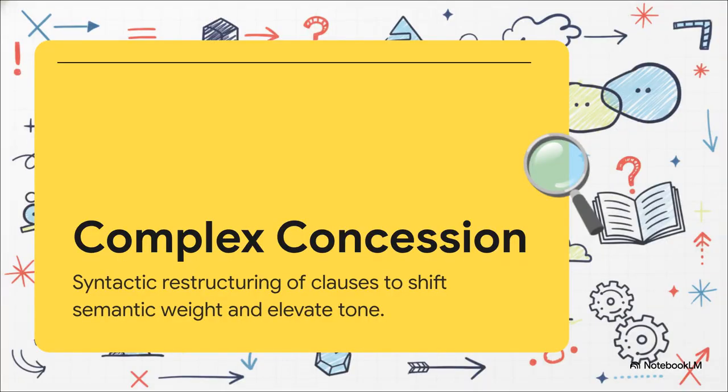So how does this actually work under the hood? Well, according to Quirk et al.'s comprehensive grammar, complex concession is the syntactic restructuring of contrastive clauses. Basically, we are fronting adjectives or adverbs. But why intentionally complicate our word order like this? We do it to strategically shift the semantic weight.